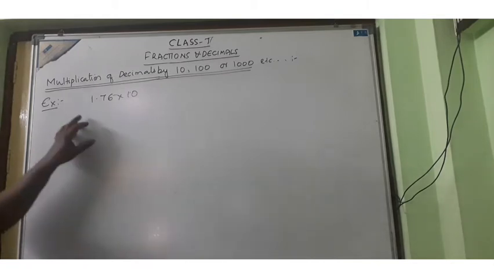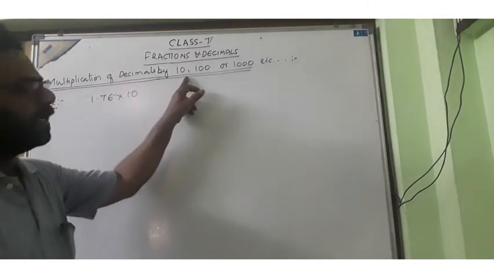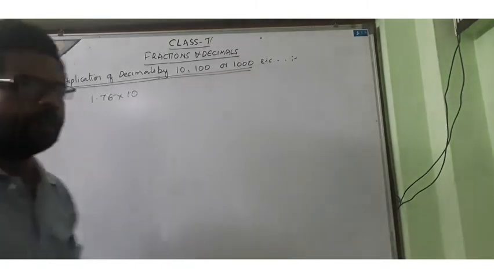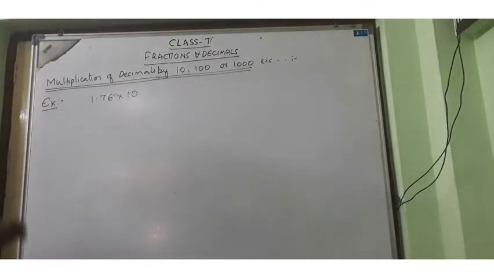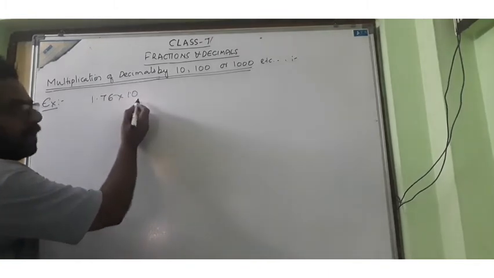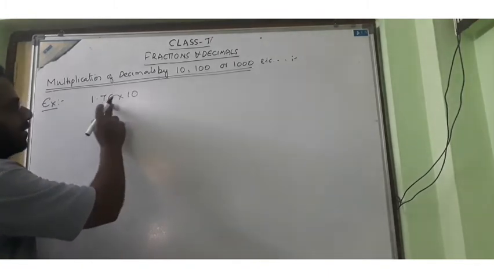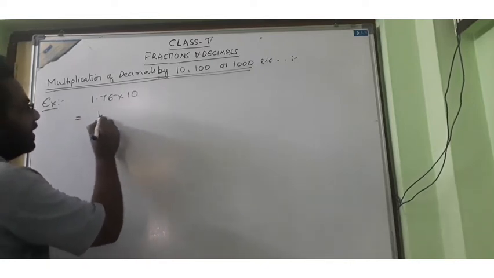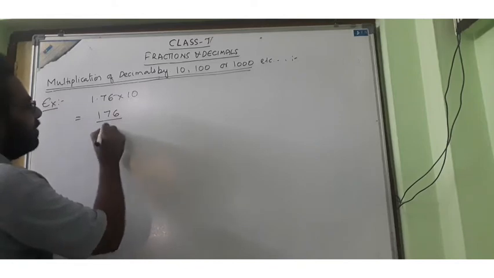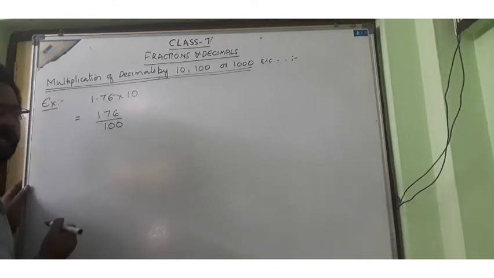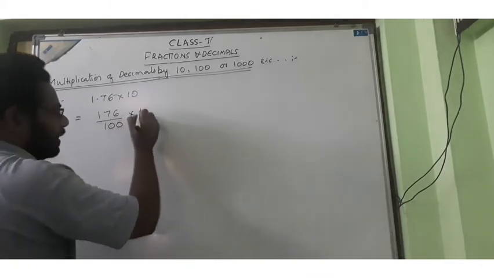See, the next one is multiplication of decimals by 10, 100 or 1000 or 10,000 and so on. So how to multiply? This is actually a decimal number, and this decimal number should be multiplied with 10. First we are taking 1.76 into 10. What is the meaning of 1.76? It is 176 by 100. After the point, two digits are there. We have to write 100 into 10.